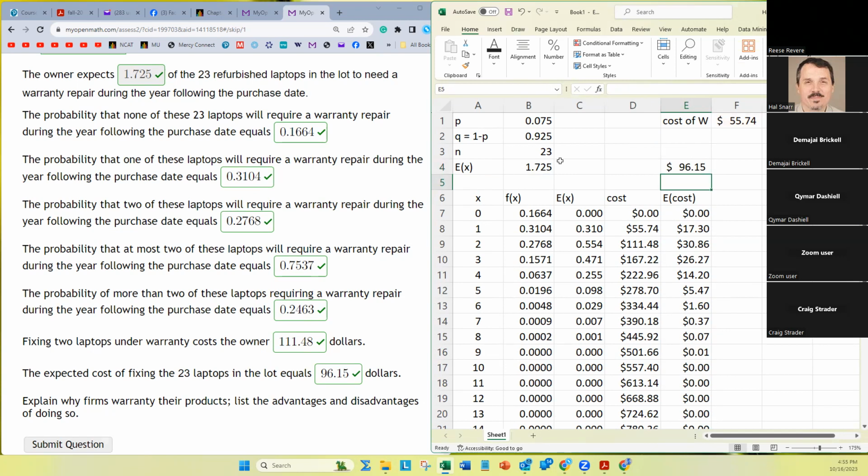So here's the question you want to ask yourself. Why do firms warranty their products? What are the advantages of it and what are the disadvantages of it? I mean, there's reasons why people warranty their products, right?